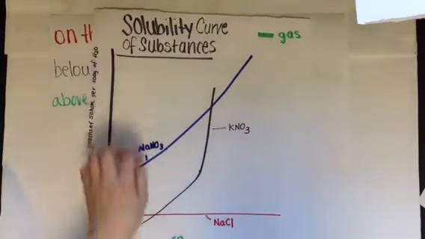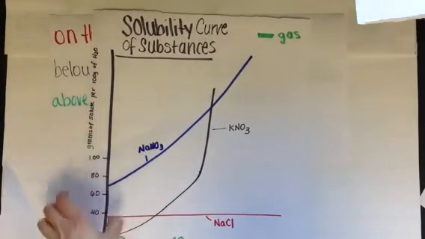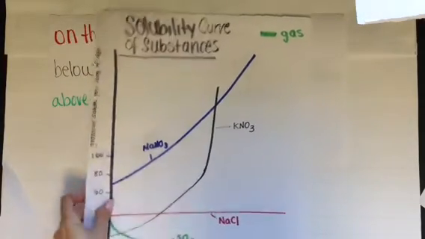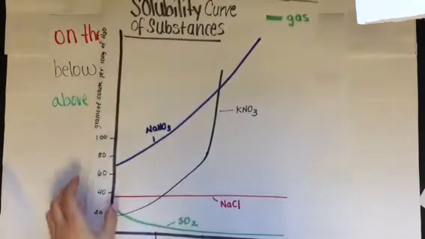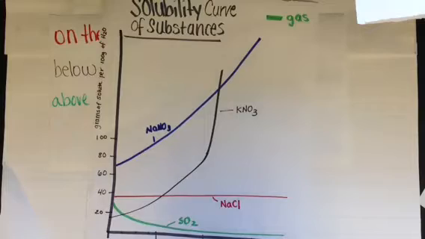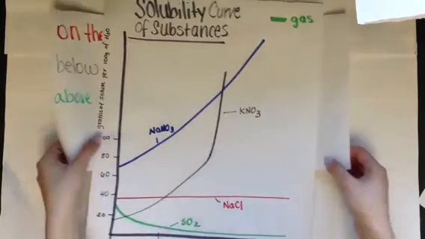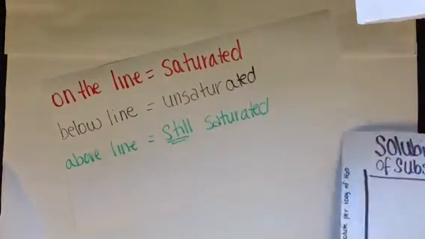How about points above the line? Sometimes people think that means supersaturated, but that's not true. Above the line is just still saturated. That just means I'm going to have a lot more solute sitting at the bottom of my test tube or my beaker. So, we can get a lot of information from this graph.